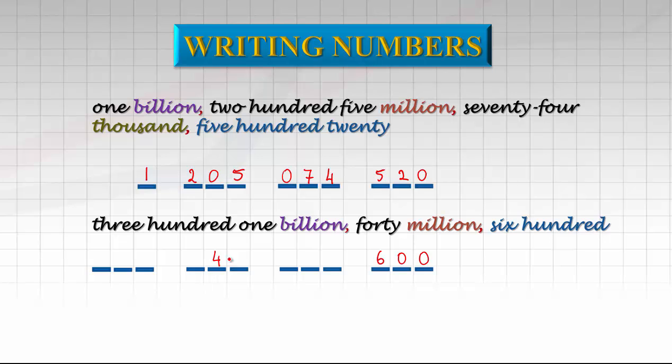Well, let's write 40. There is no 100 millions at all. So what we need to do here? Yes, fill up by 0. And what to do with those places?